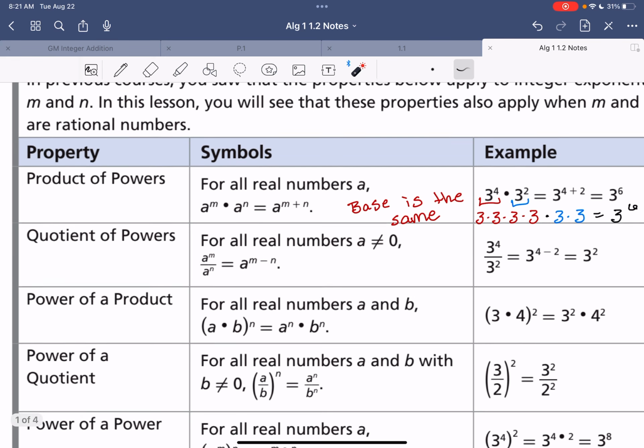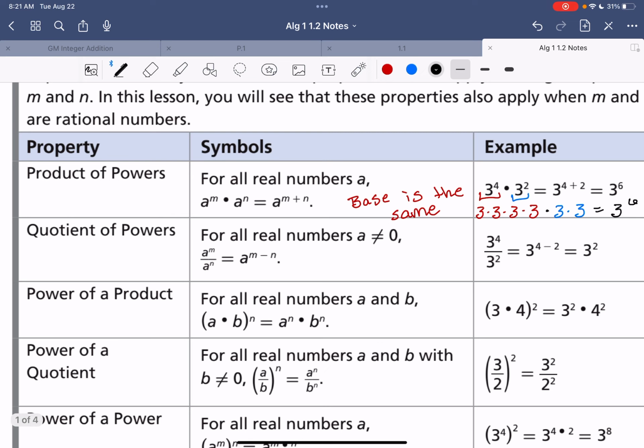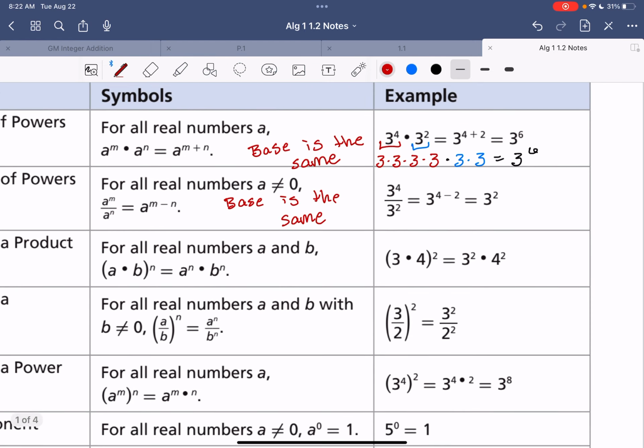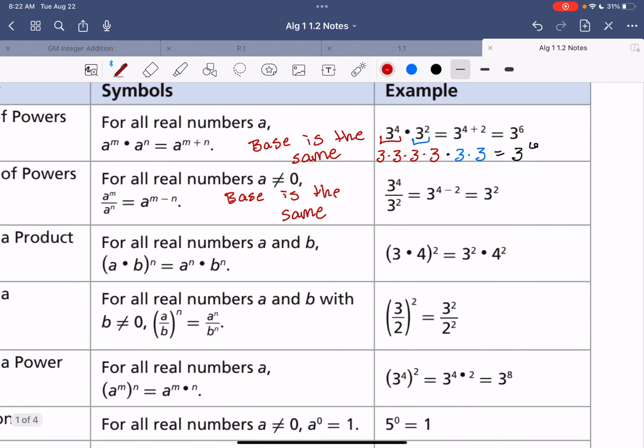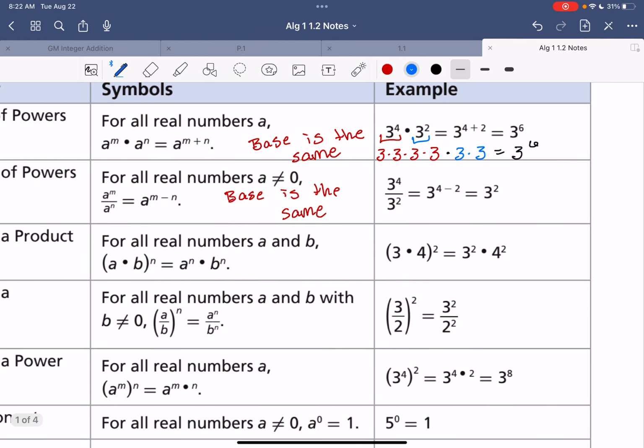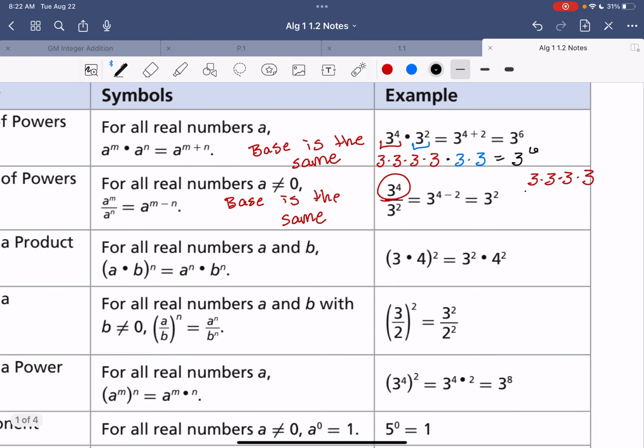The same holds true for the quotient of power. Again, here we're dividing. Again, the base is the same. Sorry, guys. Base is the same in this case as well. See, base A, base A. So if the base is the same, like 3 to the 4th divided by 3 to the 2nd, again, I can write that out longhand. 3 to the 4th is 3 times 3 times 3 times 3. There's 4 of them. Divided by, now I have 3 to the 2nd.